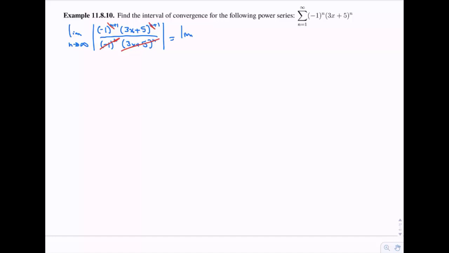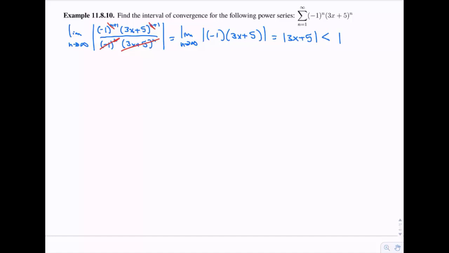And so we're looking at the limit as n goes to infinity of the absolute value of, it looks like I have 1, negative 1, and it looks like I have a 3x plus 5. And so this is going to be the same thing, well, there are no n's, right? So as n goes to infinity, well, there are no n's. So this is just 3x plus 5, the absolute value of this, is less than 1. And so I want to remind us of some algebra trick here.